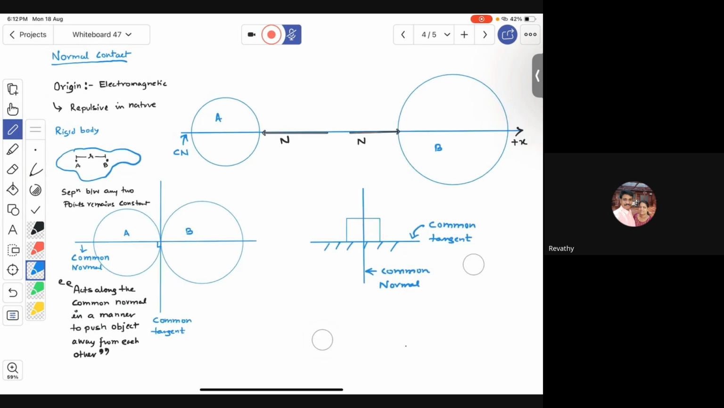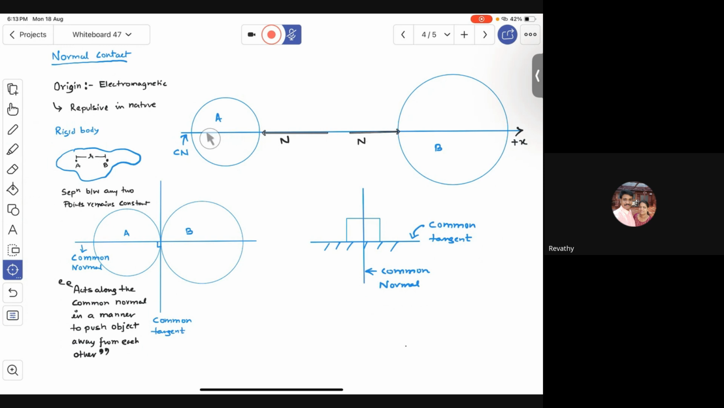The common normal will be perpendicular. Not always; it depends upon what kind of object it is. First of all, what is the size of this block? No size, so it's a point object. So I don't have to draw it in so many places. If I have a spherical object, I drop a perpendicular to that.